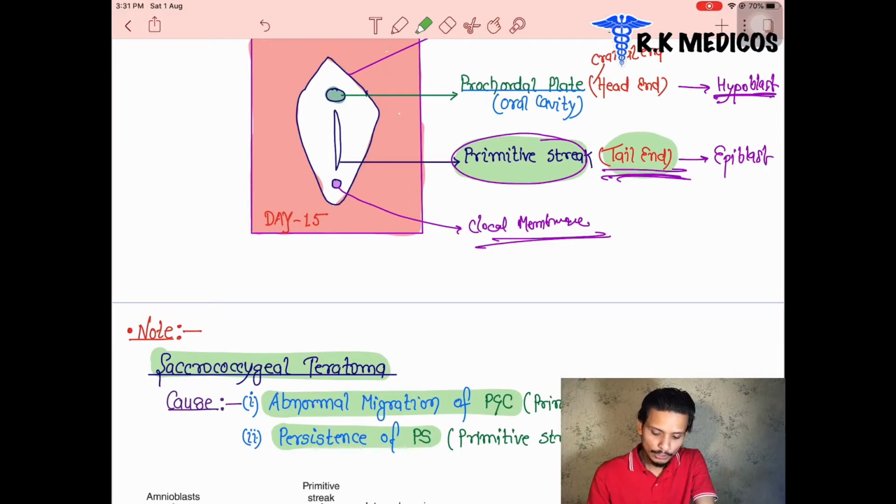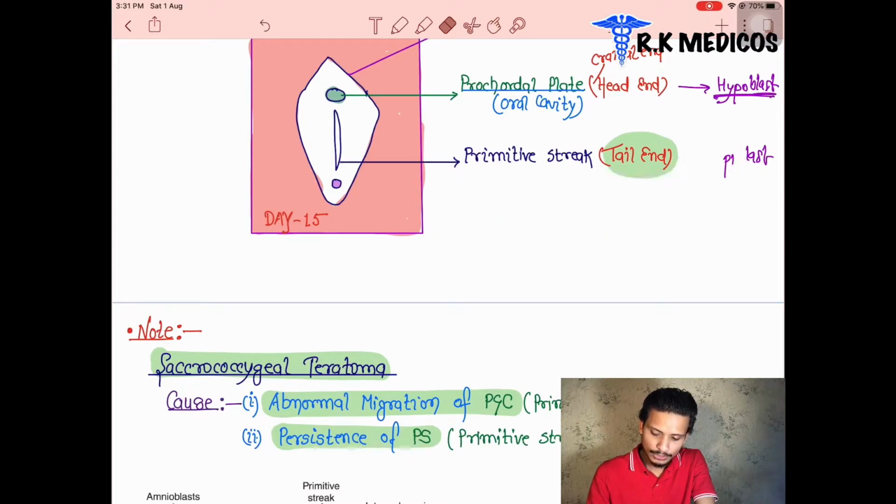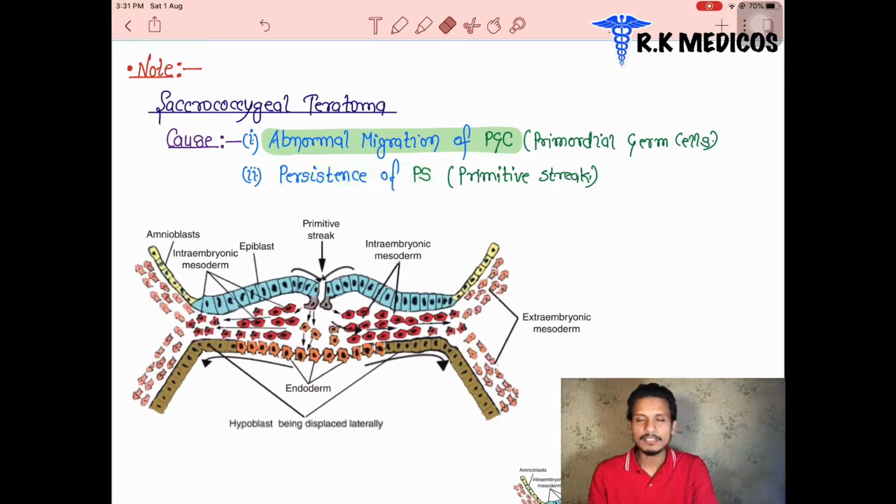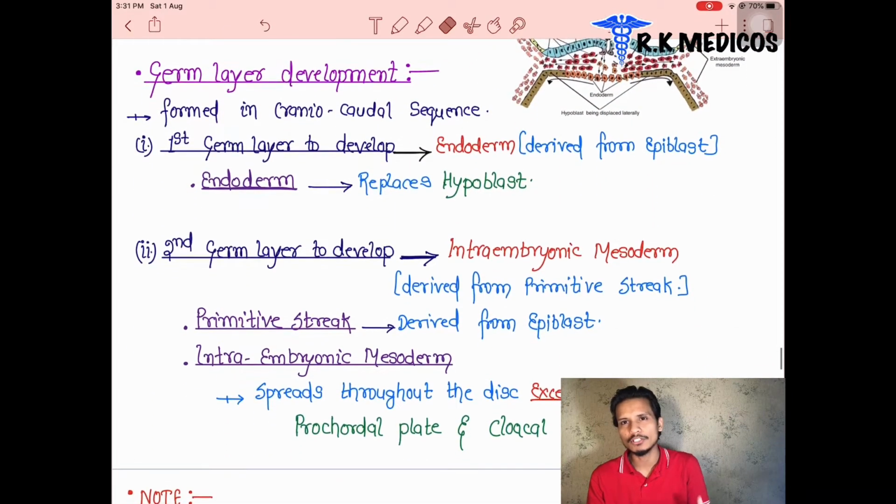When you know the first part of embryology, it's very simple for you why it happened and what is going on here. Next, we move on to the next topic: germ layers development. How the germ layers get formed in the different parts of our embryoblast cells.